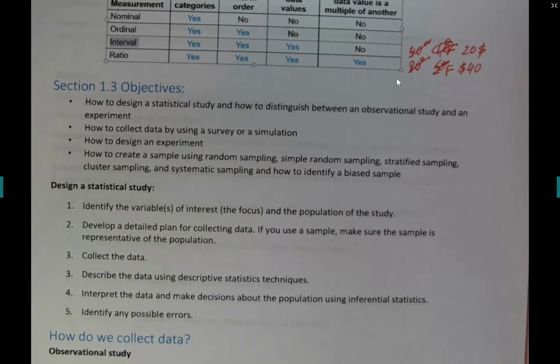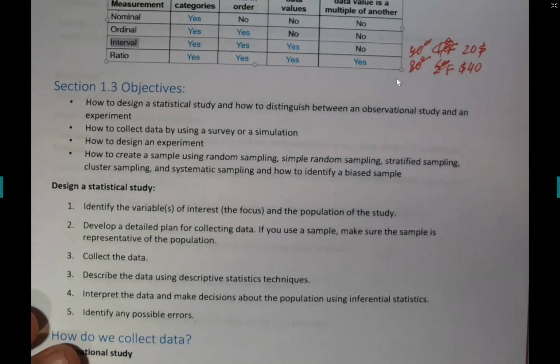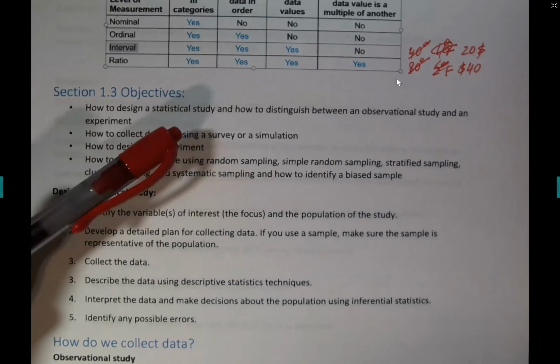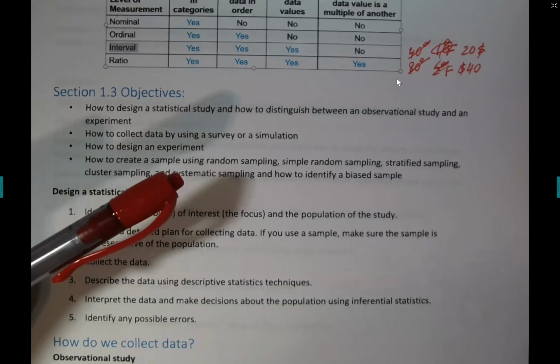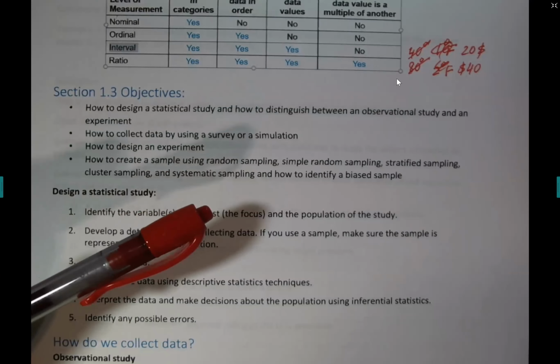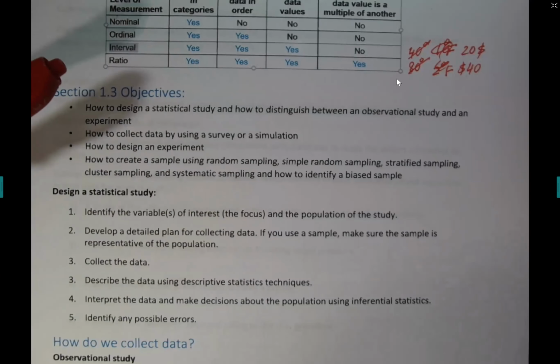What we're going to learn in section 1.3, the objectives. How to distinguish between an observational study and an experiment. We'll get to it. How do we collect data? We're not going to learn about collecting data, guys. We're just going to touch on it, but we will not be collecting any data this semester. The data will come to us from the exercises. And we're going to learn how statisticians decide on the sample. When they want to survey a population, how do they select the sample? That's very important. That's what we're going to be learning in this section.